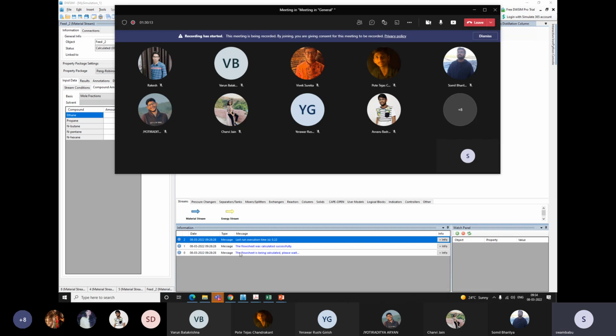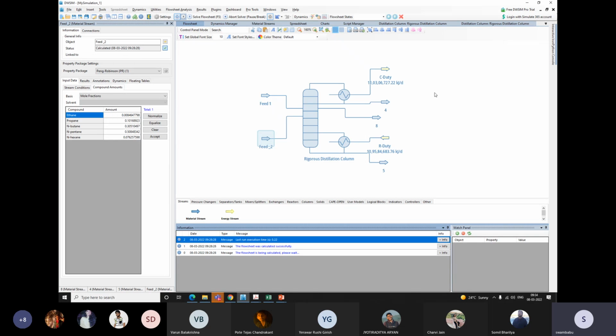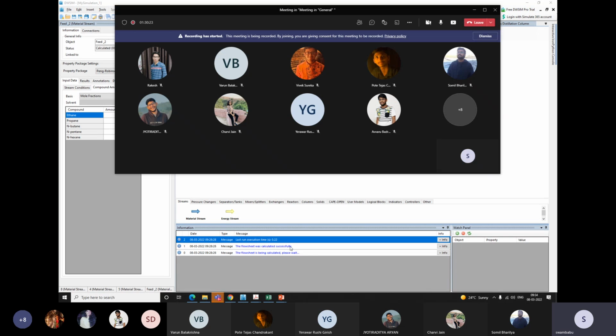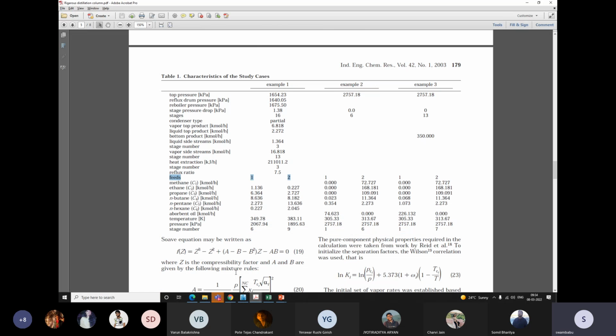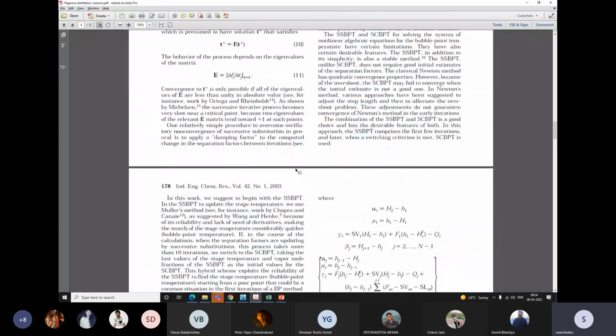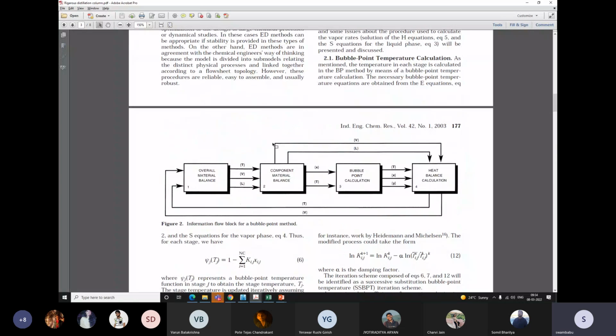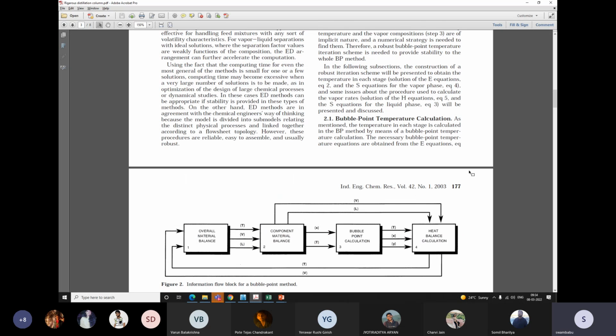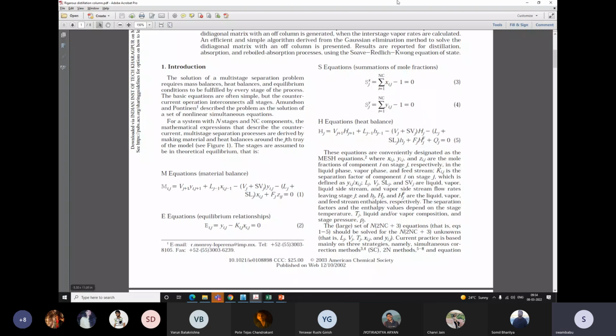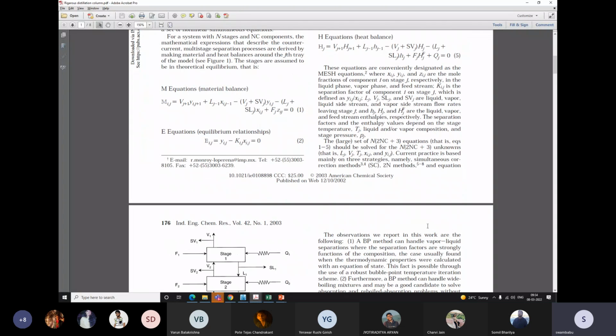Students, please understand, this helps. A lot of calculations can be done in very little time. If you have to do it by yourself, it is definitely possible, but you need to write a code. This is the algorithm, how the algorithm flows: overall mass balance, the individual component balance, the bubble point calculation, then the energy balance calculation. So it is just solving these 6 sets of equations in the background and giving us the values.